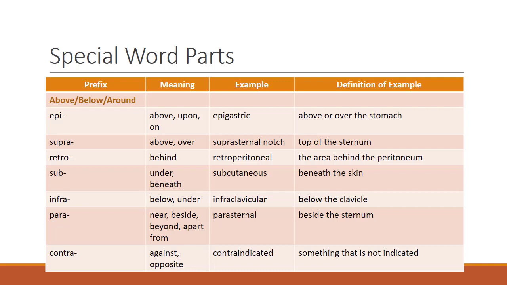Sub means under or beneath. An example of this would be subcutaneous, which means beneath the skin. Infra means below or under. Infraclavicular means below the clavicle. Para indicates near, beside, beyond, or apart from. An example would be parasternal, which means beside the sternum. And contra indicates against or opposite. An example of this would be contraindicated, which is something that is not indicated.